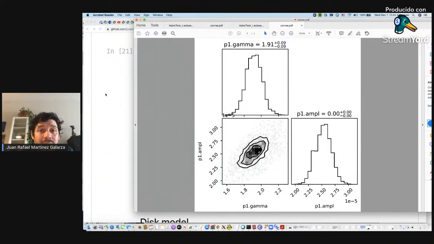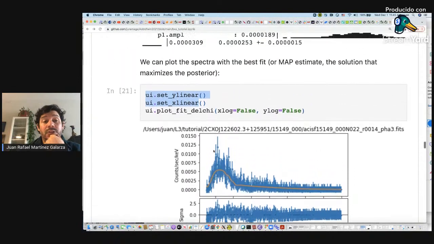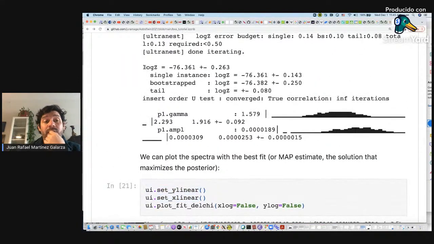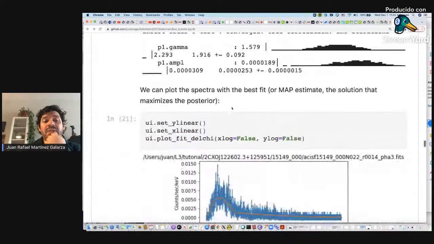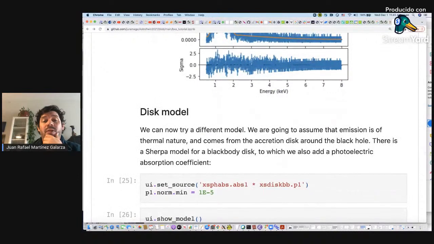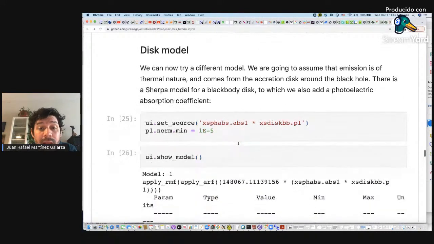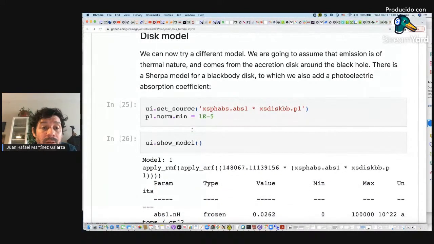All right, so we've done that for the model that was only a power law model. And we got this nice fit, and we got some parameters, and we also got an evidence for that model. So what if I don't believe that this is the right model, and I actually believe that a disk model is more appropriate? What if I think that most of the X-ray emission is actually coming from black body radiation from my disk? I can also test that hypothesis here, and I'm going to do exactly the same as I did before. But in this case, I am going to use a disk black body model instead of a power law model.